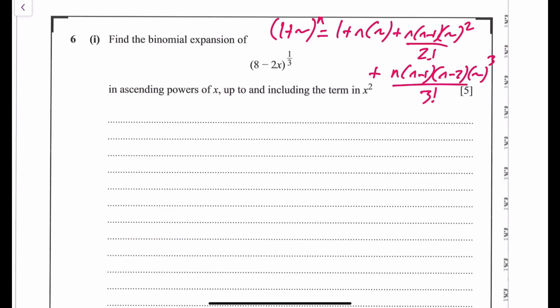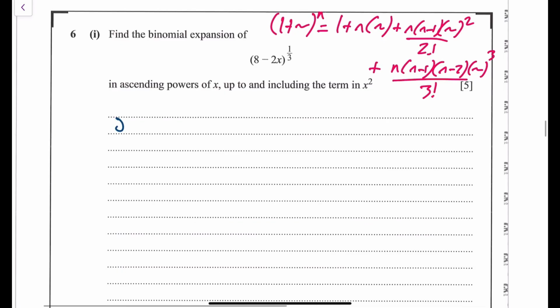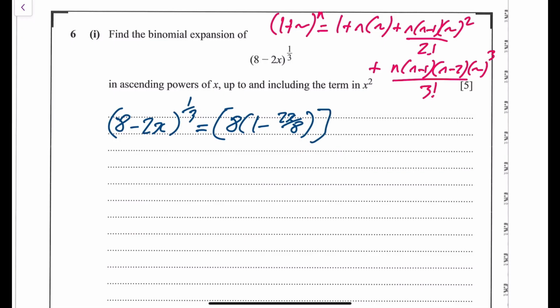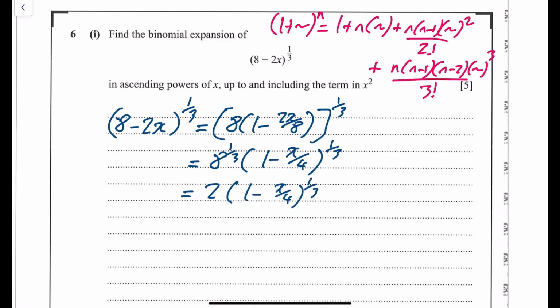So we're going to look at this thing and we're going to have to try and get it in the form 1 plus something. So I'm going to do that by taking out an 8 outside the bracket, which leaves me 1 minus 2x over 8. And then that whole thing is to the power of 1/3. That means 8 to the power of 1/3, and also 1 minus, I'm going to tidy that up a wee bit, make life a wee bit easier. It's just 1 minus x over 4 to the power of 1/3. Cubed root of 8 is 2, so it's 2 times 1 minus x over 4 to the power of 1/3.